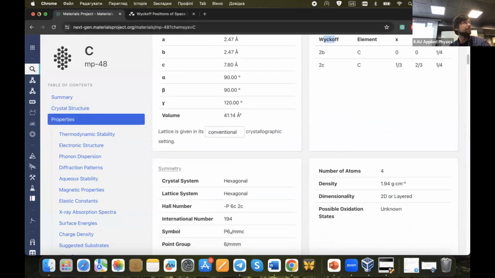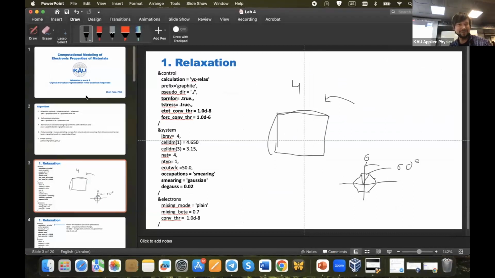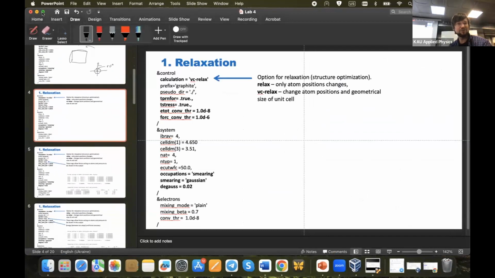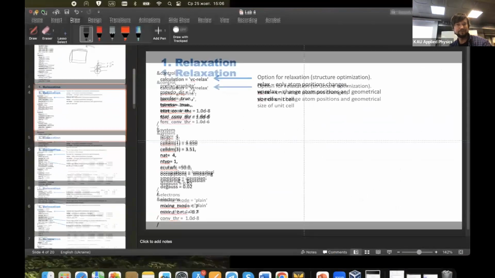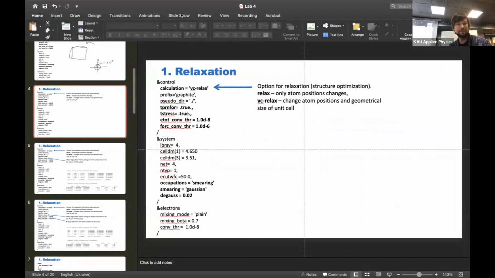Okay. We finished with the symmetry operations with these beautiful pictures. And I think that now we can go to the file. Here is my file.